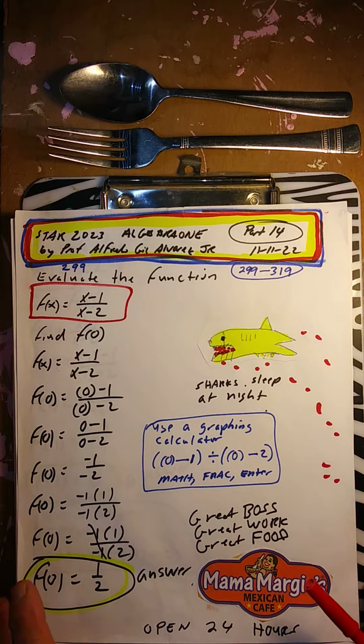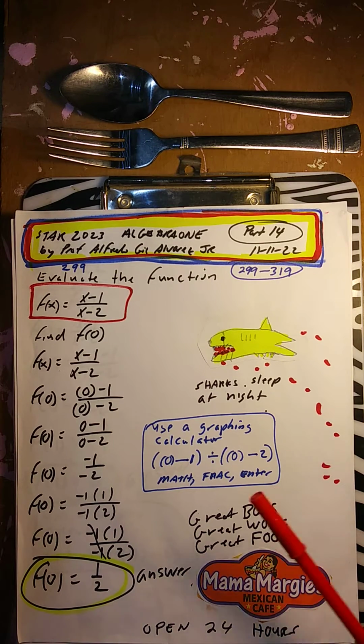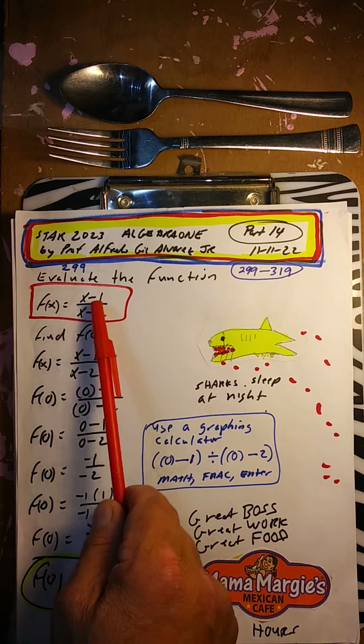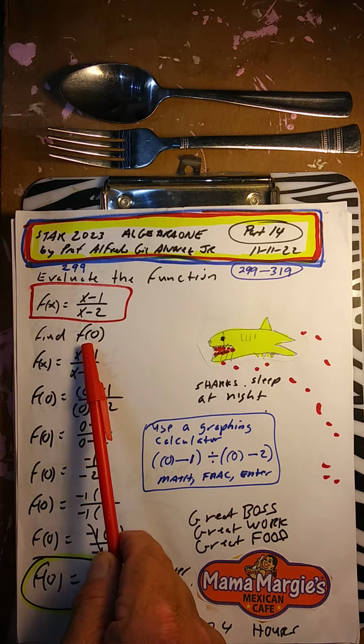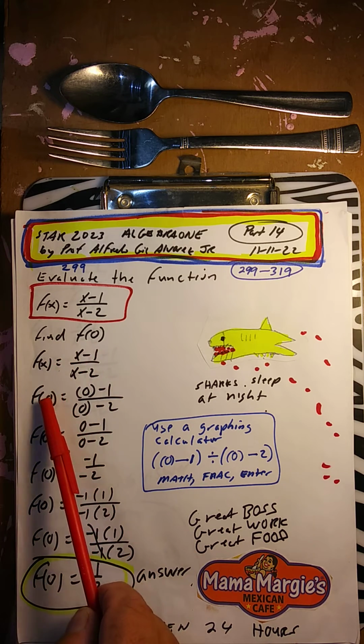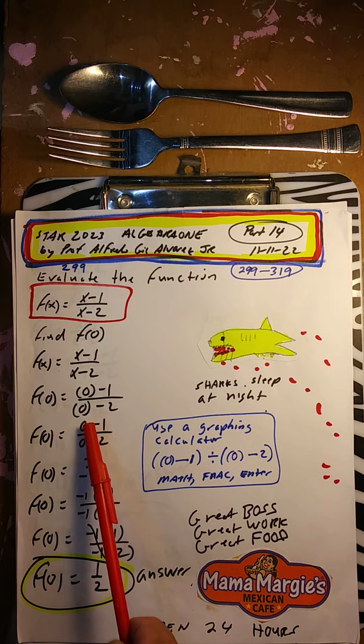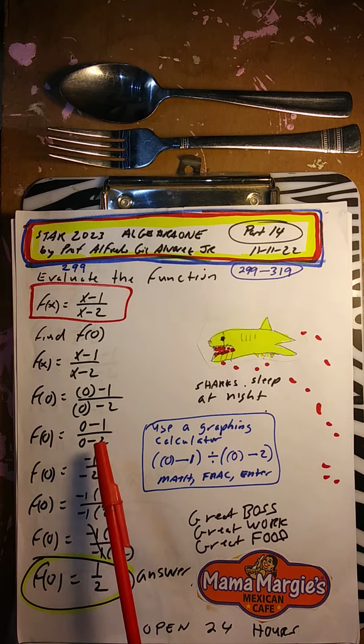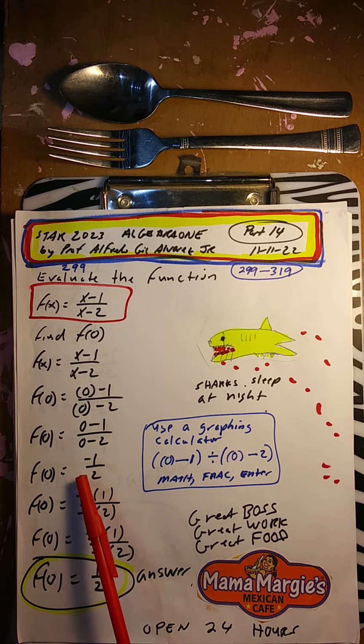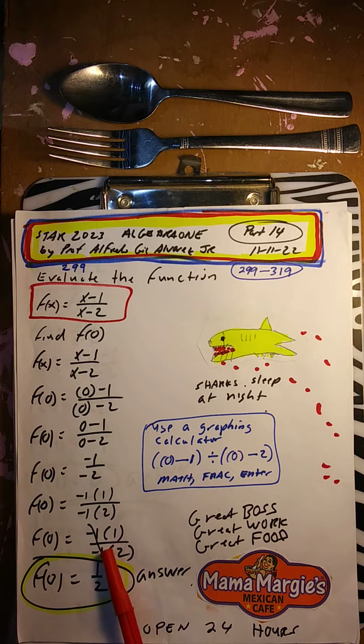Now we have: evaluate the function f of x equals (x minus 1) over (x minus 2). F of 0 means put a 0 for the x's right here. Substitute it in there and take the parentheses off. That's 0 minus 1 over 0 minus 2, which gives you -1 over -2. Factor that out: -1 times 1, -1 times 2. The -1's cancel out, so you have 1 over 2. So f of 0 equals 1/2 for this function.